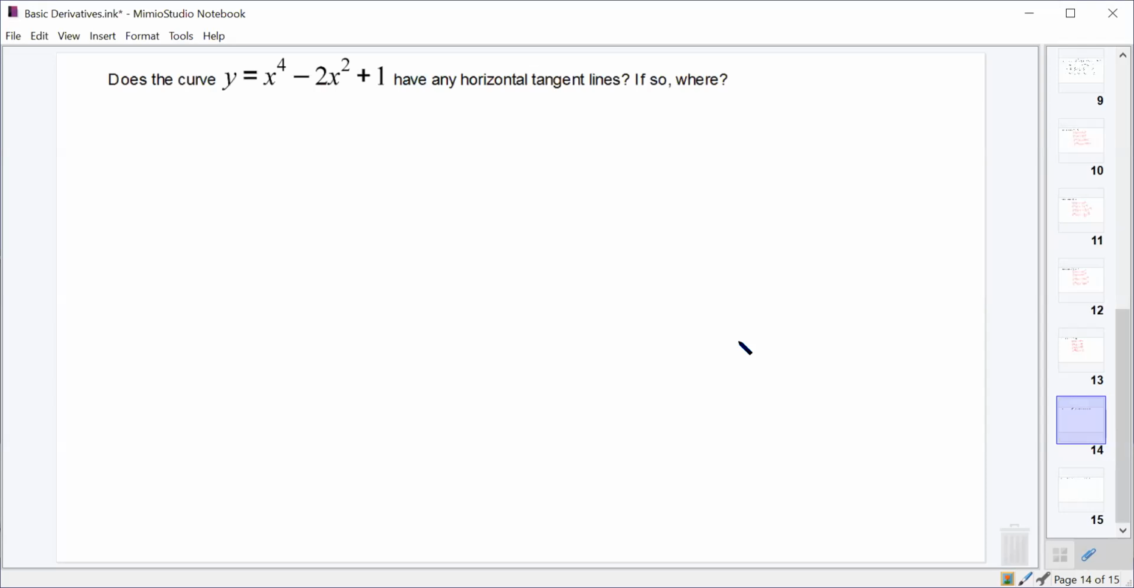Let's see if we can figure out if this function, x to the 4th minus 2x squared plus 1, has any horizontal tangent lines. So let's conceptually think about what that means. If the tangent line is going to be horizontal, what does that tell you about it? The slope of the tangent line is 0. And the derivative represents the slope of the tangent line, right? So what we're really interested in here is, when does the derivative dy dx of this function equal 0? Does that make sense to everybody?